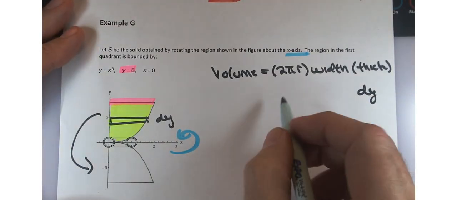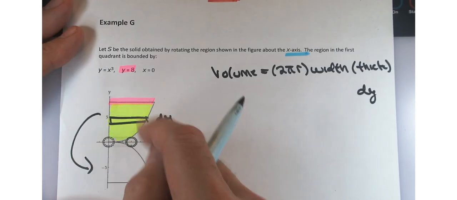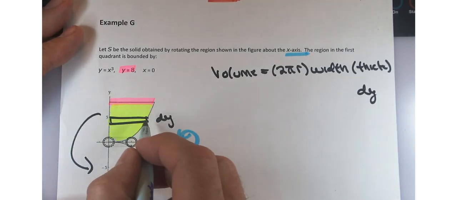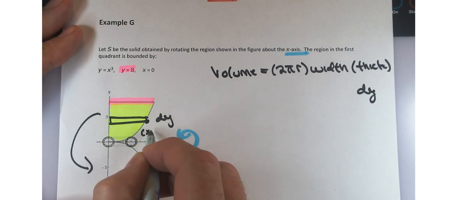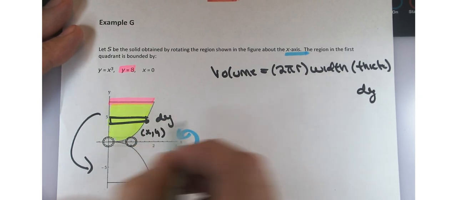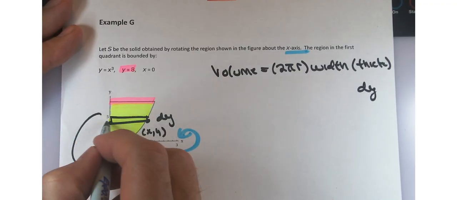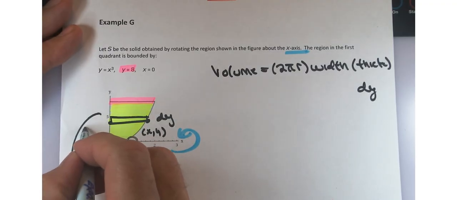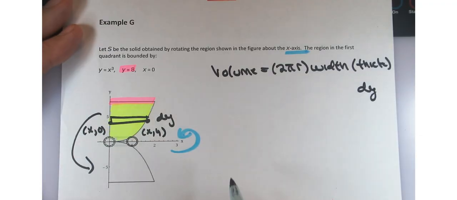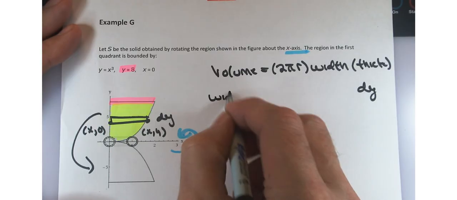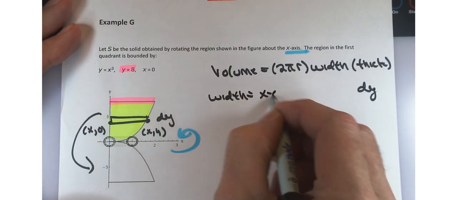Our width, that's going to come from this distance here. And now that distance here, if we call this x and y, that distance here is going to be x minus 0. This point on the y-axis has to be x and 0. So the width is x minus 0, or just x.